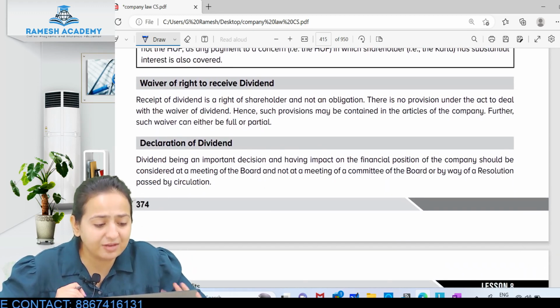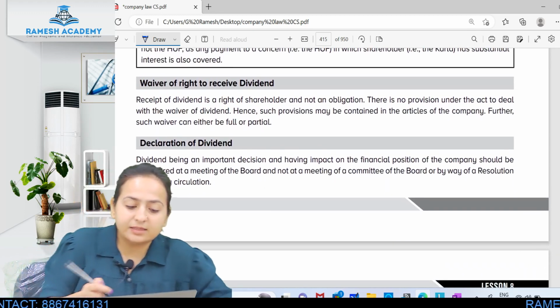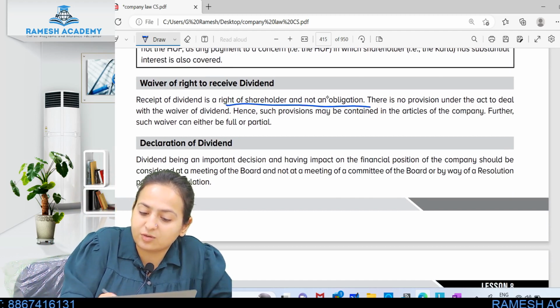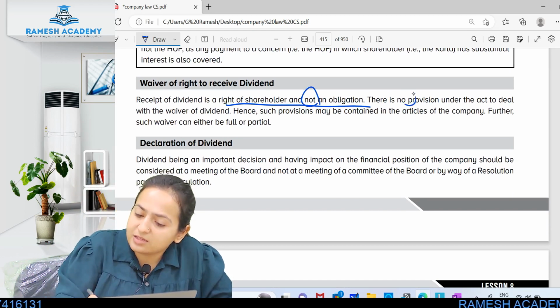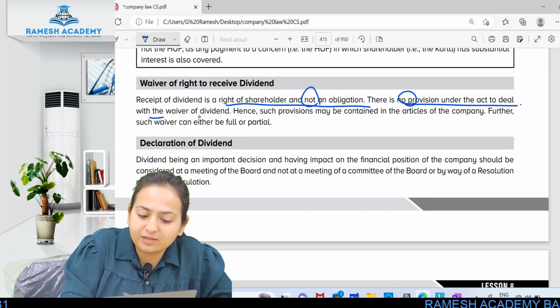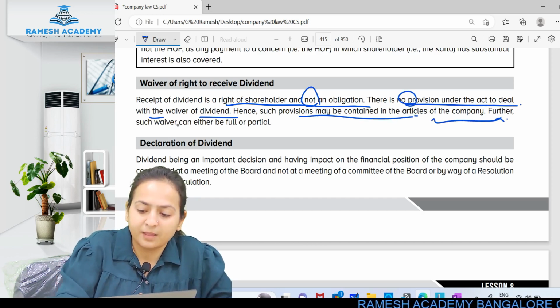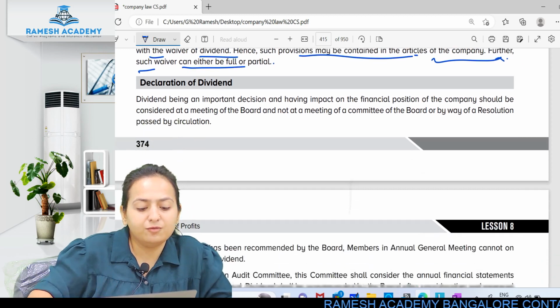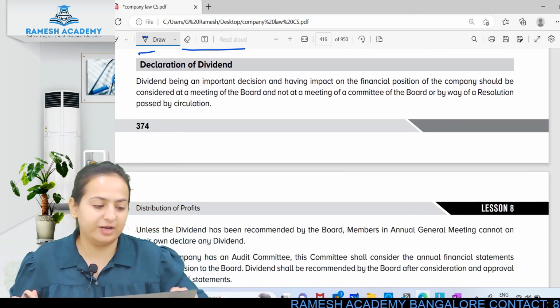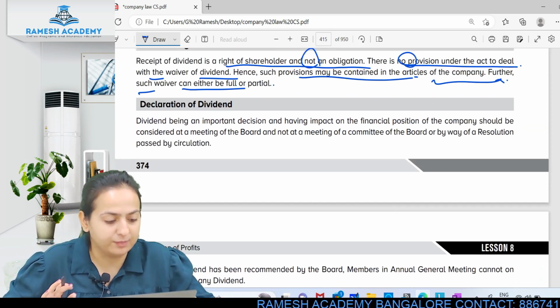Next is waiver of right of dividend. See, receipt of dividend is a right of the shareholder, not an obligation. There is no provision to deal with the waiver of dividend. Hence, the provisions contained in the articles apply. Further, such waiver can be full or half.